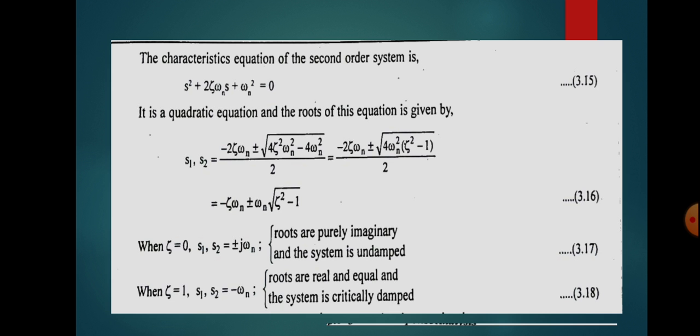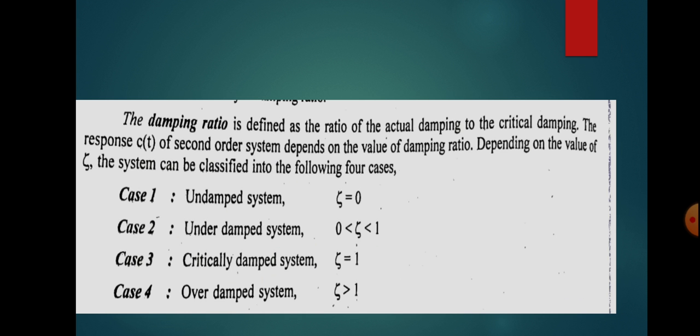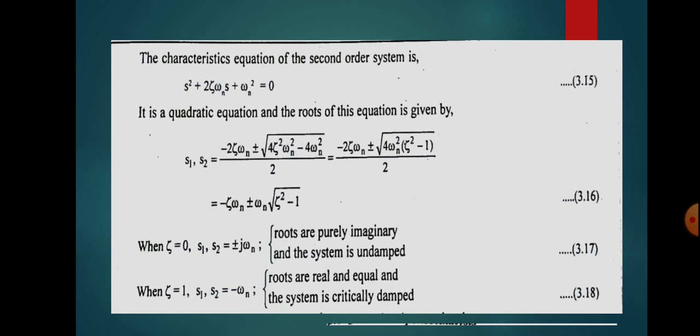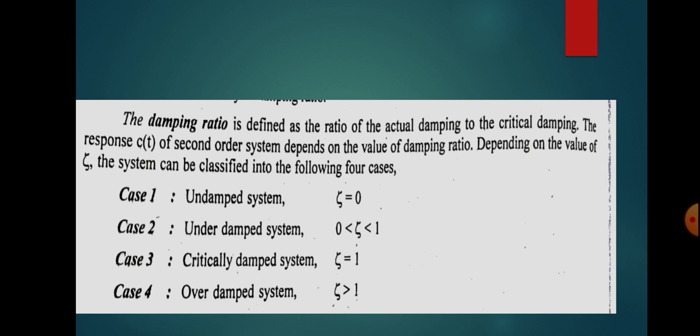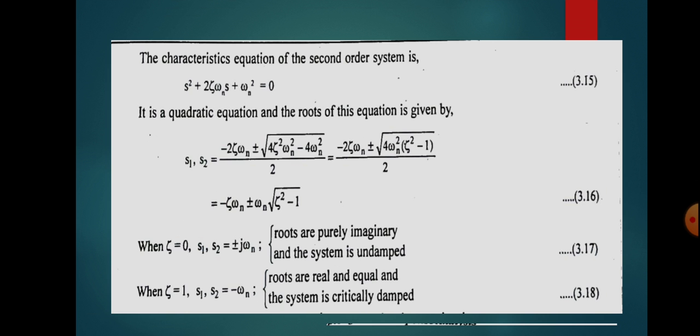Where delta is the damping ratio, when delta equals 0, that is the case of an undamped system. In that case the roots will be, when delta equals 0, you can substitute the value of delta in equation 3.16, so you will get plus or minus j omega n. When delta equals 0, square root of minus 1 is equal to j. So in the case of an undamped system, roots are plus or minus j omega n.